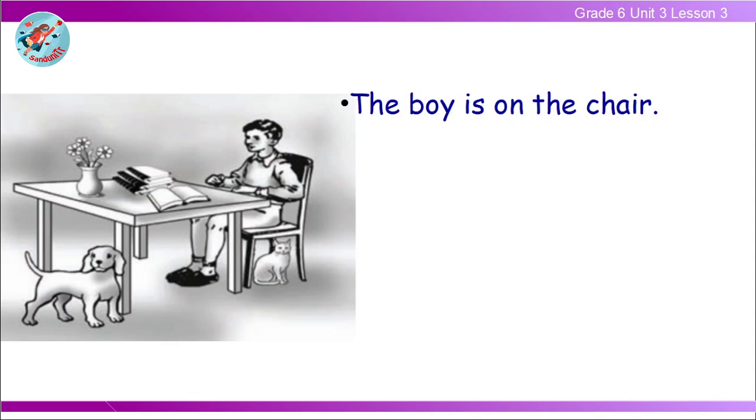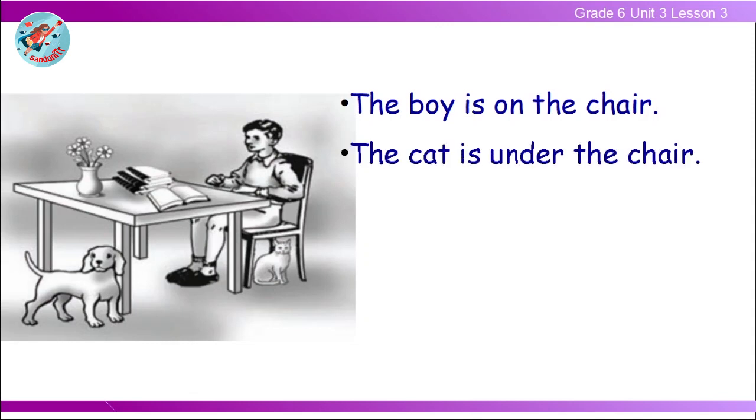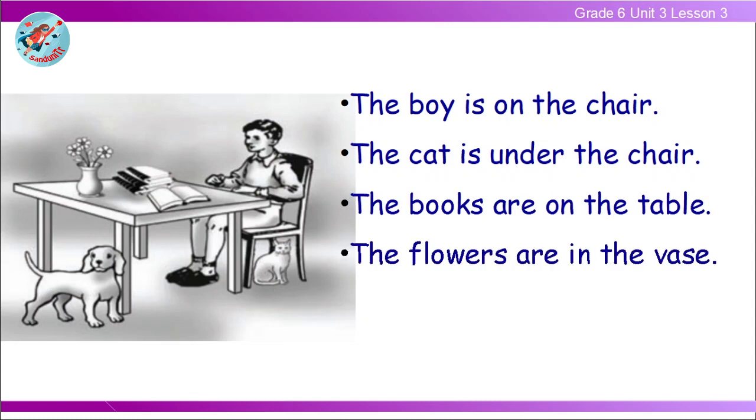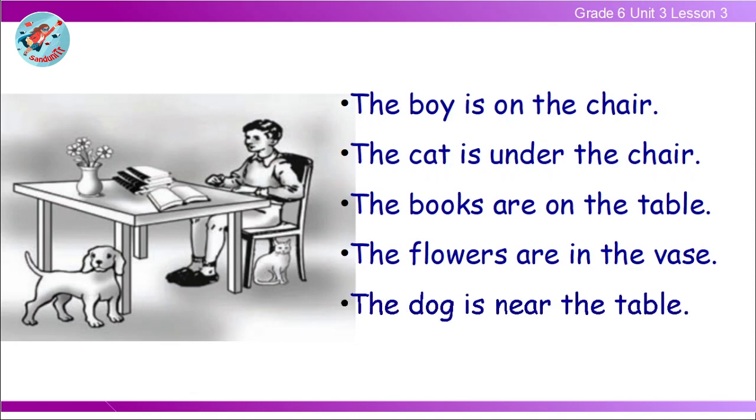The boy is on the chair. The cat is under the chair. The books are on the table. The flowers are in the vase. The dog is near the table. The vase is on the table.